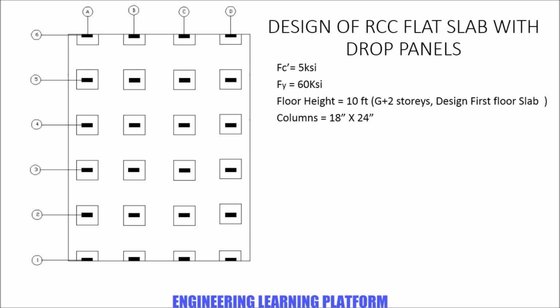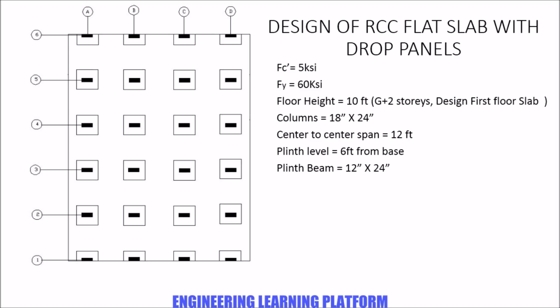The column dimensions are given as 18 by 24. Center to center span of the columns is 12 feet. The plinth level is 6 feet from the base of the structure. The plinth beams are of 12 by 24. The occupancy of the structure is residential. Super dead load or SDL is 36 psf.